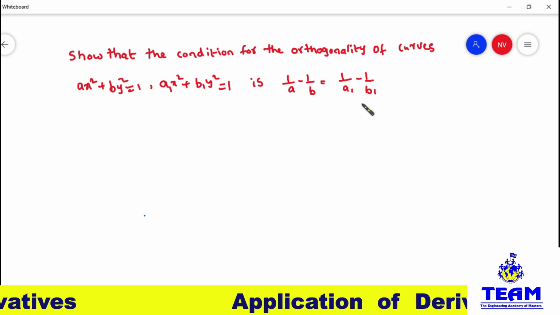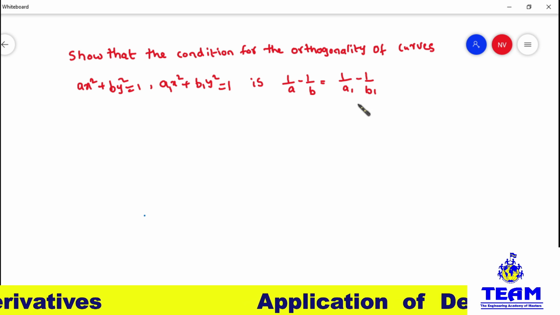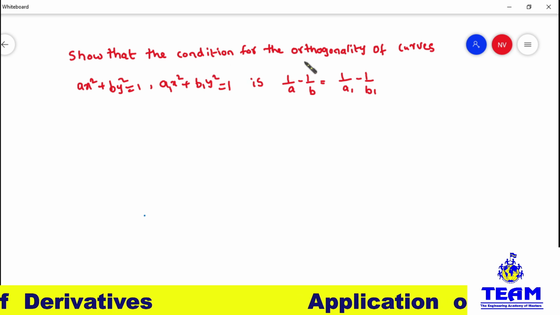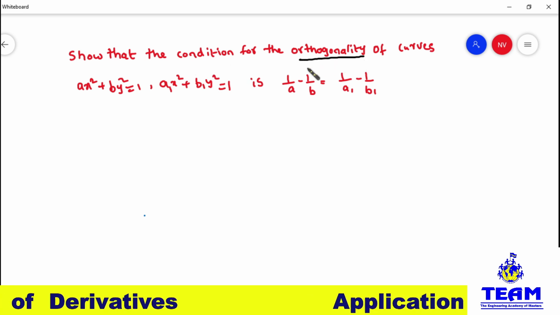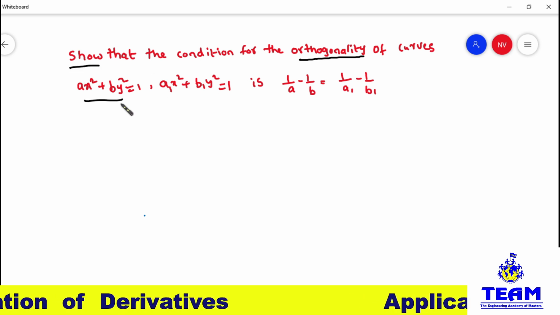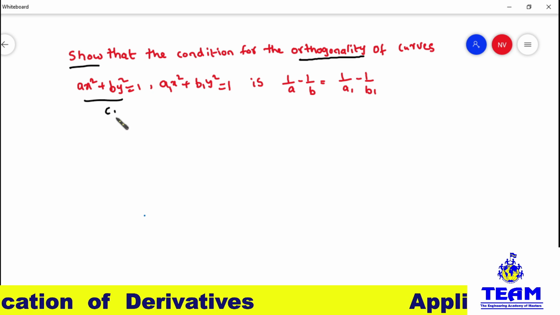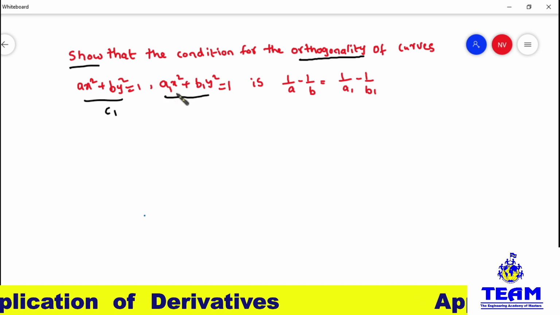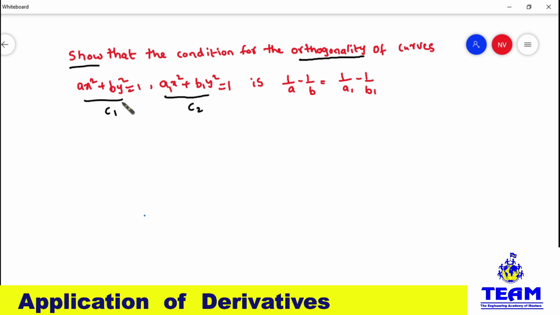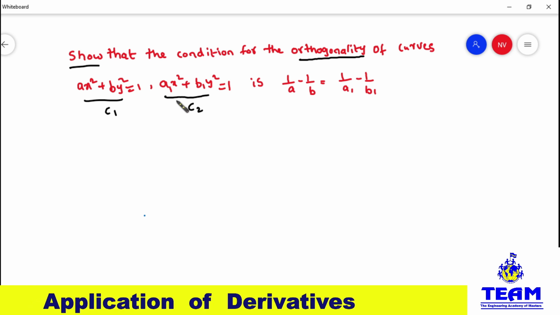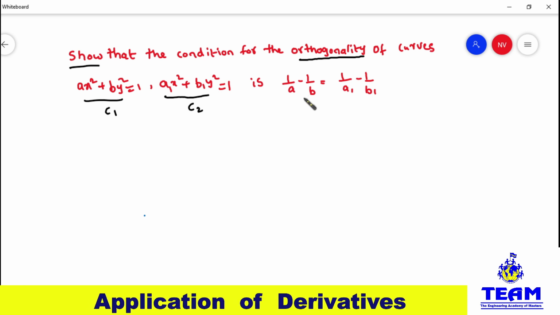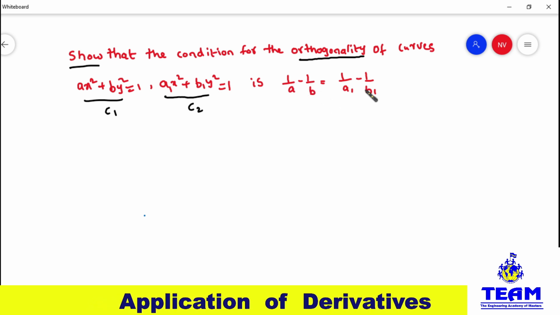Friends, you observe, to solve this problem, first we have to find out the key points. What are the key points given? Show that the condition. What condition? The orthogonal condition we have to show. Of what? Curves. What are the curves here? Ax square plus by square is equal to 1, consider as curve C1, and a1x square plus b1y square is equal to 1 as the second curve. So these two curves intersect orthogonally, then we have to show the condition. What is the condition? 1 by a minus 1 by b is equal to 1 by a1 minus 1 by b1.